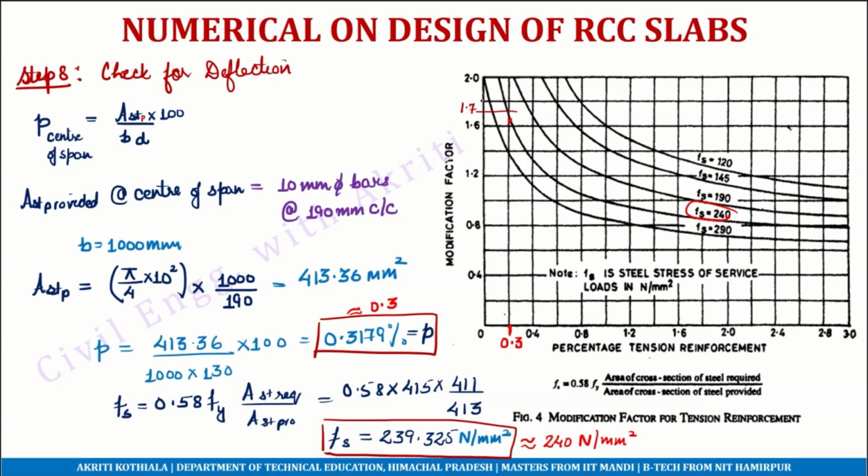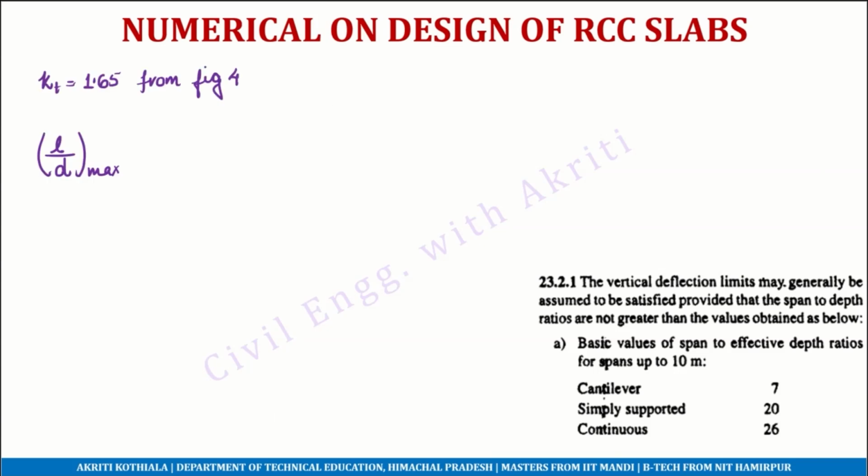1.7. This will be 1.8. So we are falling somewhere between 1.7 and 1.6. So I'm assuming the value of kt to be equal to 1.65. Now we know from previous questions that this is a simply supported flexural member and the basic value of span is less than 10 meters. So the factor which we are going to use will be equal to 20.